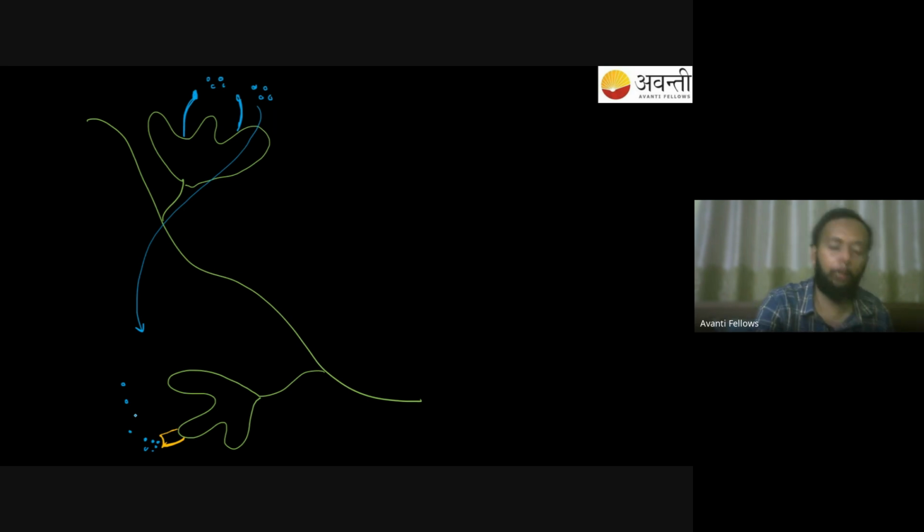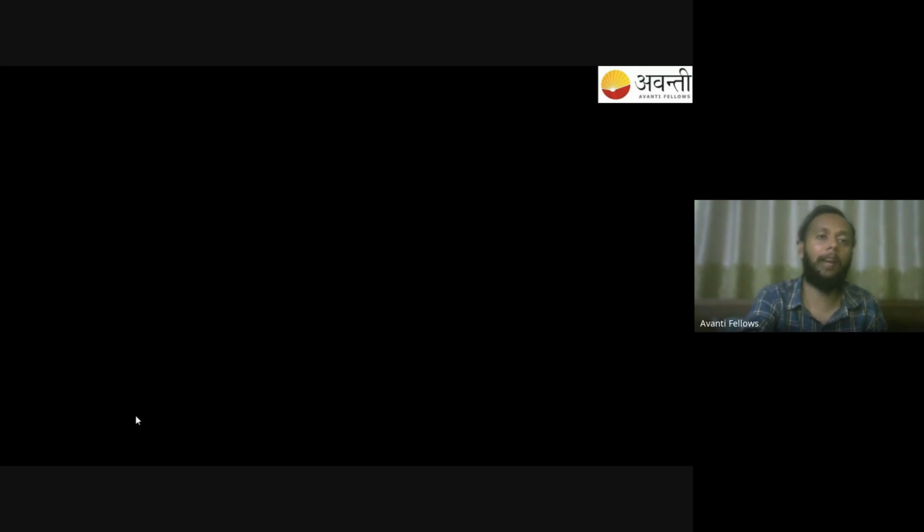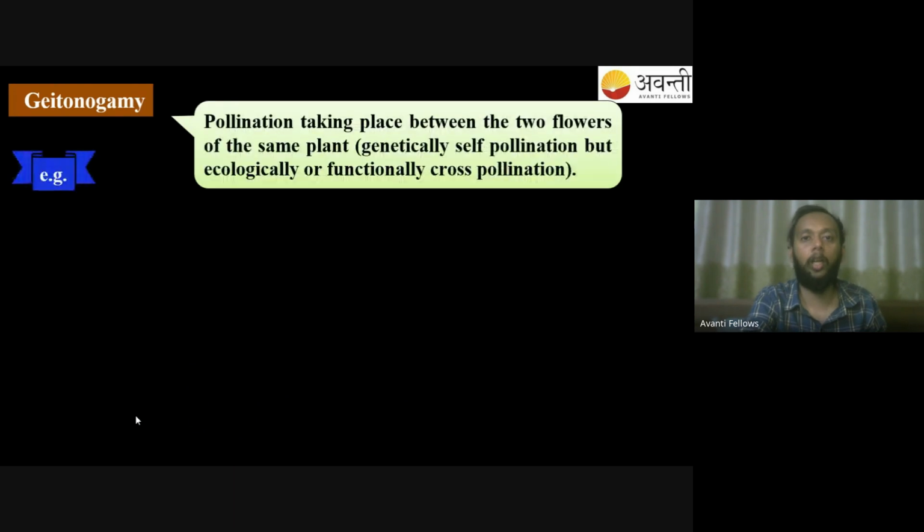So in geitonogamy, you will clearly get to see that the pollen grains are coming from a different flower but of the same plant, right? So again, it is similar to my autogamy. You don't have any genetic variation over here, right? Pollination takes place between the two flowers of a same plant. So genetically self-pollination, but ecologically or functionally cross-pollination. I can say that it is a type of my cross-pollination, but all the progenies are going to be genetically similar. You don't have any kind of variation seen over here.